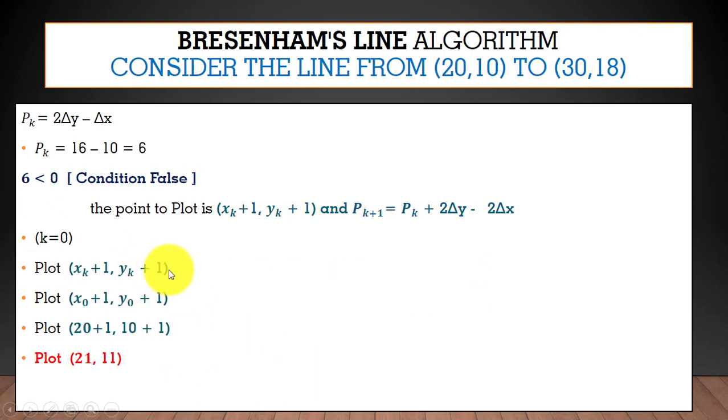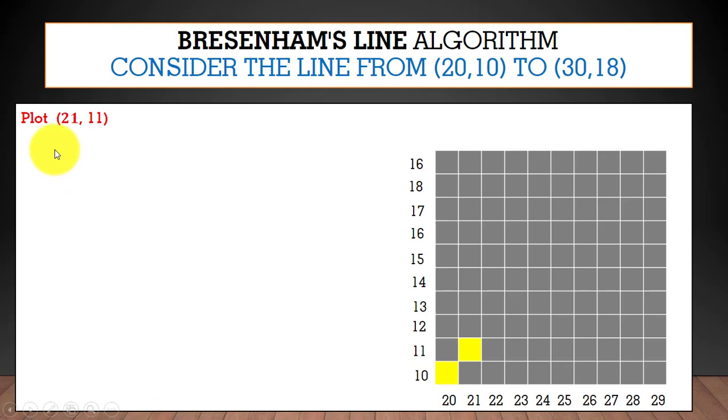So we will use this equation to plot the next point, that is xk+1, yk+1. The value of k is 0. Put the value of k as 0. So the value of x0 is 20 and the value of y0 is 10, and we got the point that is 21, 11. Now we will plot this point here. So x is 21, y is 11. So the next point is plotted.